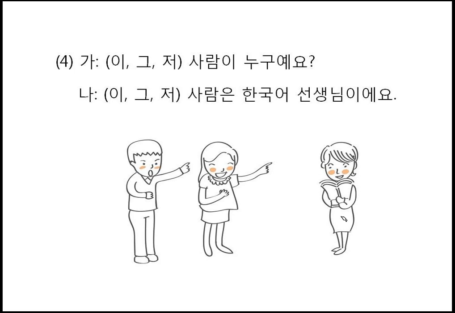Then, this person is far from he and she. So, in this case, 저 사람이 누구예요? can be used. Who is that person? And then, he or she might answer, 저 사람은 한국어 선생님이에요. That person is a Korean teacher. Again, 저 사람이 누구예요? 저 사람은 한국어 선생님이에요.